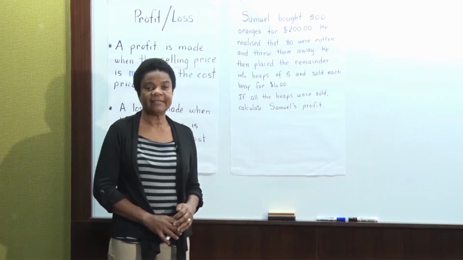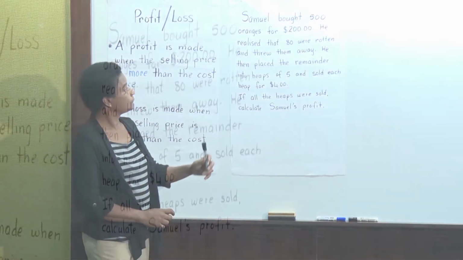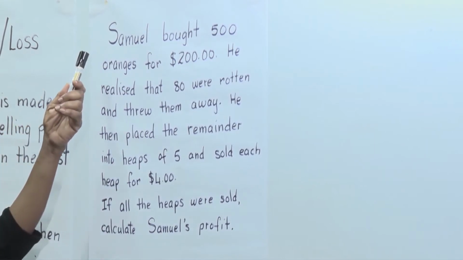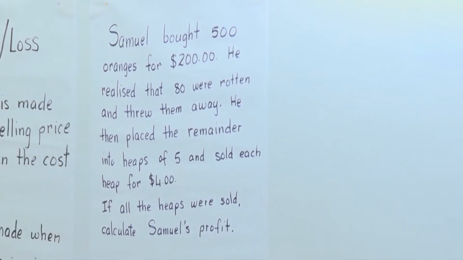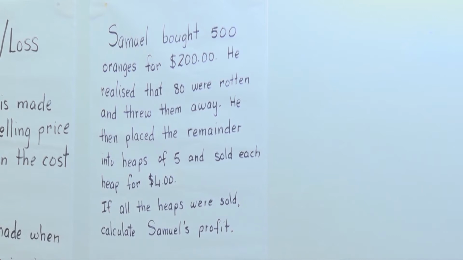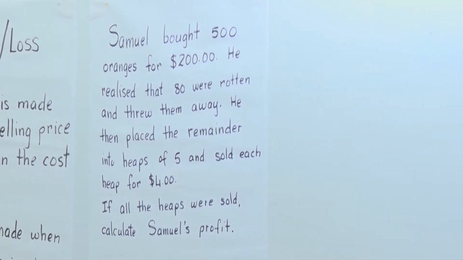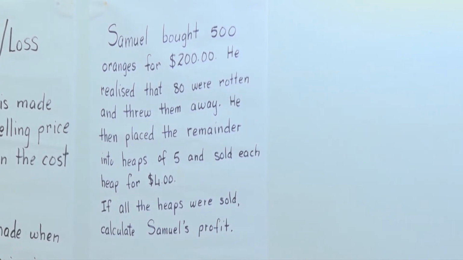Moving along, let's take it up a notch. Again, read along with me while I read the question. Samuel bought 500 oranges for $200. He realized that 80 were rotten and threw them away. He then placed the remainder into heaps of 5 and sold each heap for $4. If all the heaps were sold, calculate Samuel's profit.